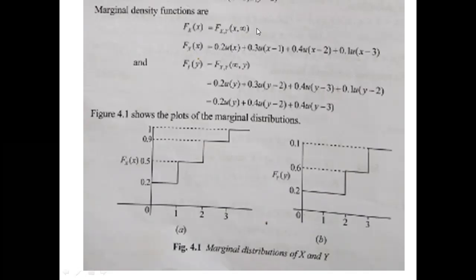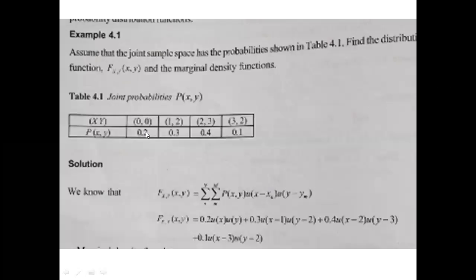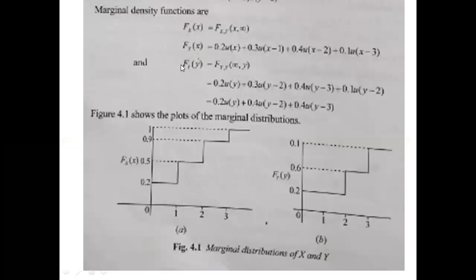So there is no need for y event here. Okay, plus 0.3. See here 0.2 u of x minus 0 plus 0.3 u of x minus 1 plus 0.4 u of x minus 2 plus 0.1 u of x minus 3. Okay ma, here y value should be infinity. Okay, do you understand here?